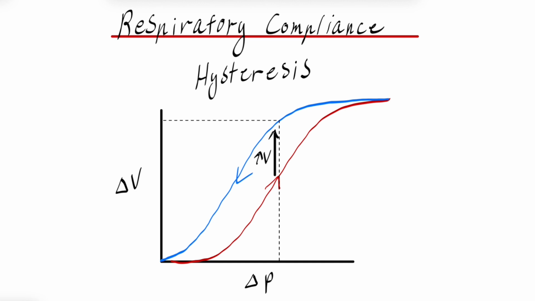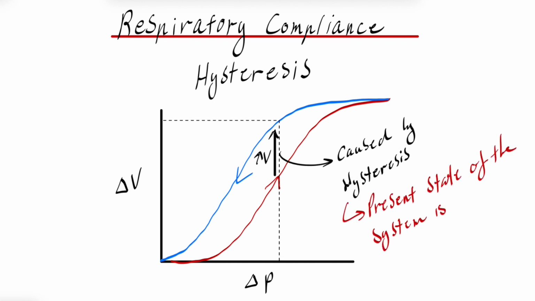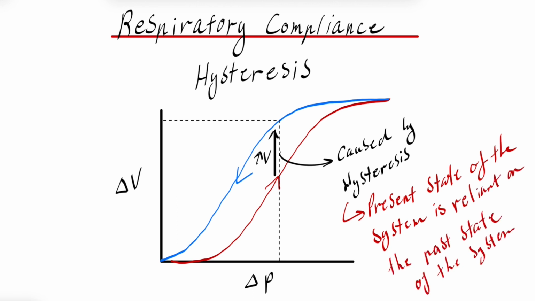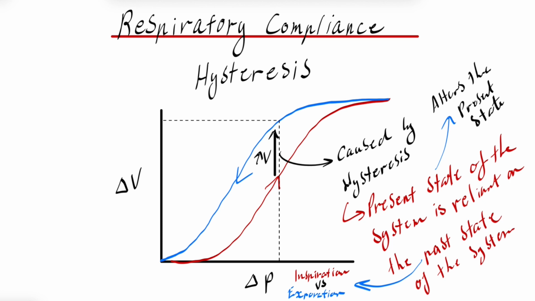This difference is called hysteresis, which by definition is that the present state of the system is reliant on the past state, and it's seen in many biological systems. In this case, if the past state was inspiration versus expiration, then the present state will be different despite the same pressures, and there are different volumes at these pressures. And equally, if you measure the same volumes where the markers are, then the pressures would be different, as you can see here on this graph.